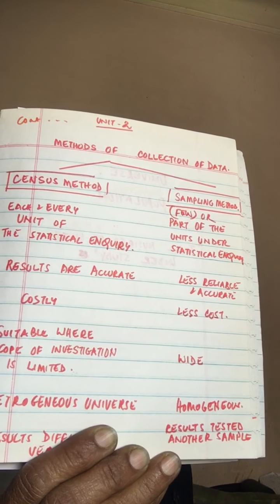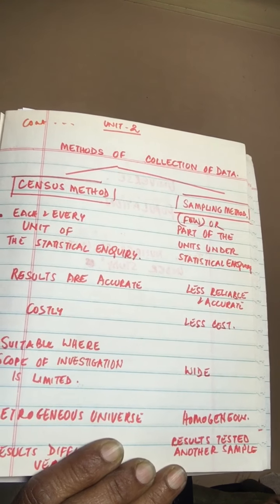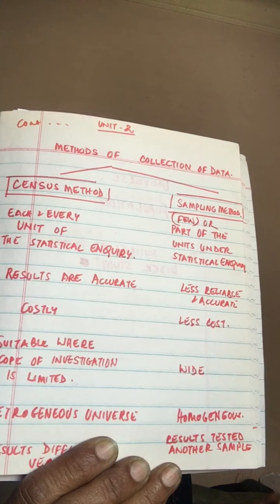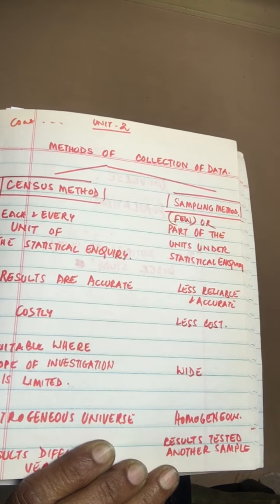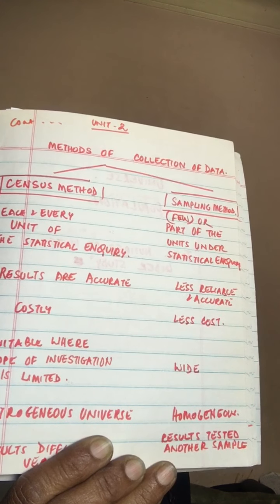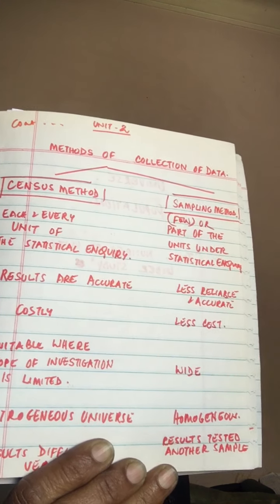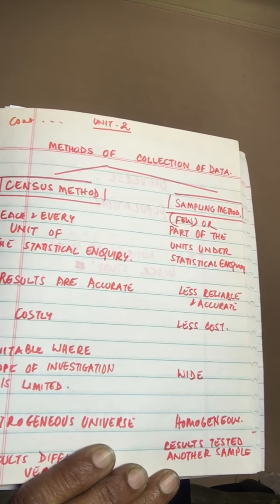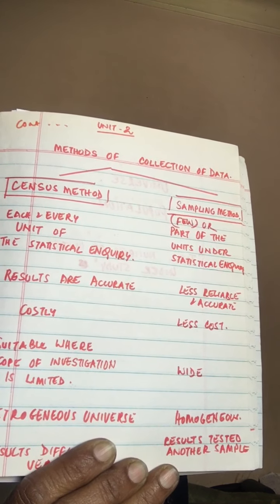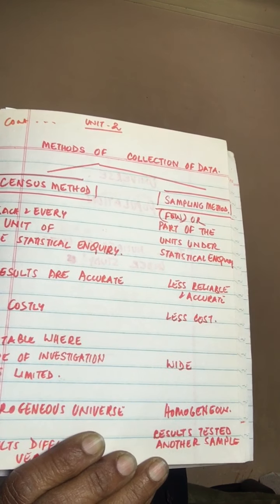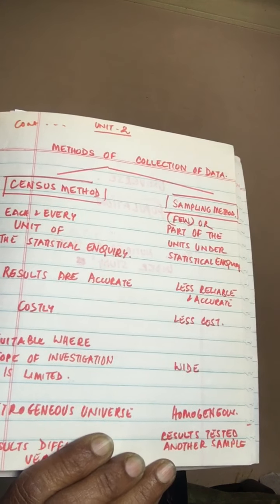Or just a handful of grains to find out the quality of rice or wheat or pulses. That's a sample method. For example, we want to find out the average height of the students of a class. One can just pick up at random any 10 students, and here you can know about the height of the students.